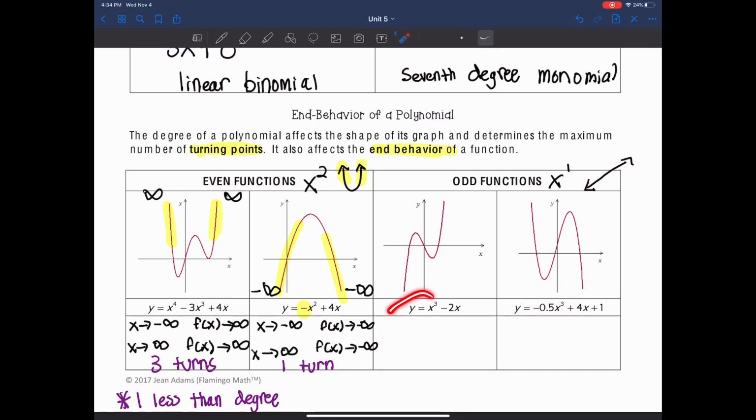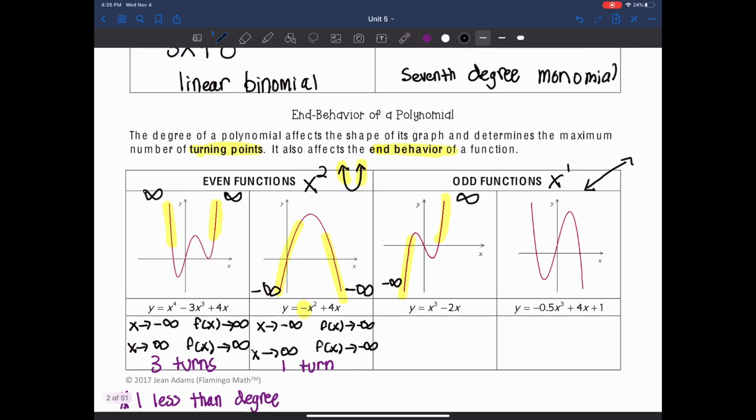So let's go ahead and look at y equals x cubed minus 2x. First of all, let's look at the graph here. As we go towards the left, notice how your graph is approaching negative infinity. As we go to the right, notice how your graph is approaching positive infinity. So even though your degree is 3 now, it still follows the same general direction as a regular linear function. It goes down on the left and up on the right.